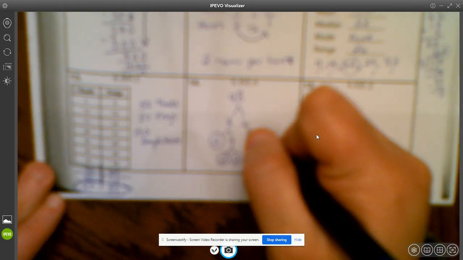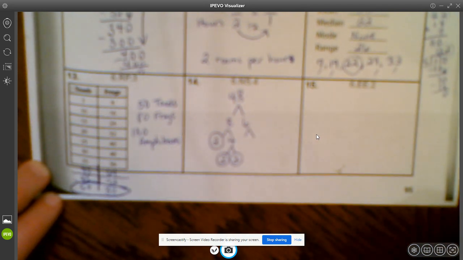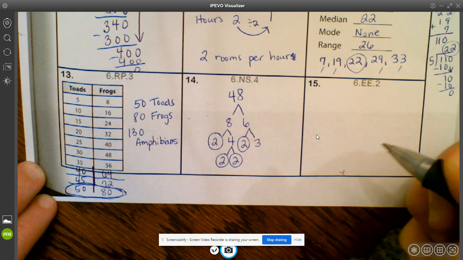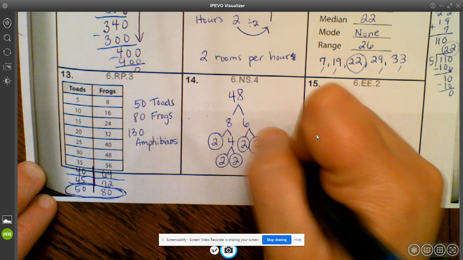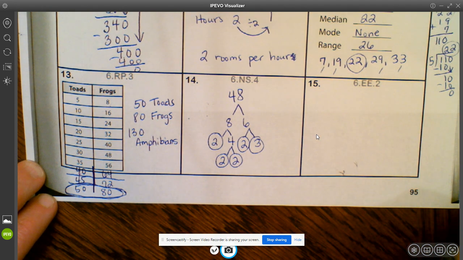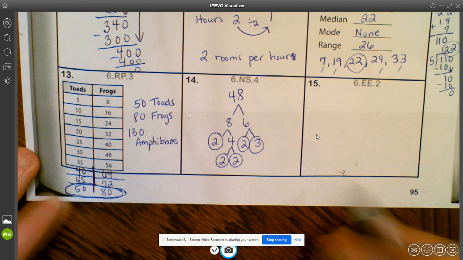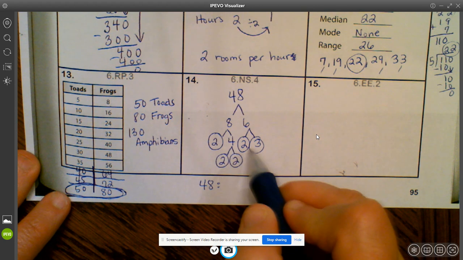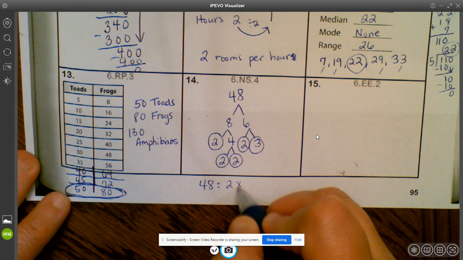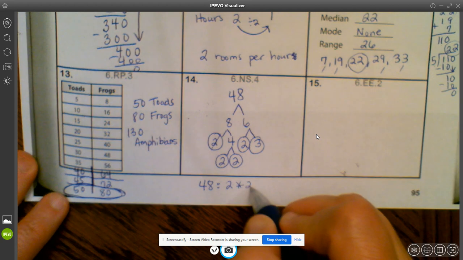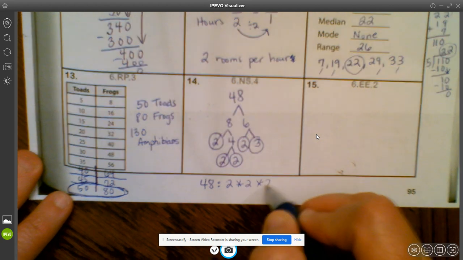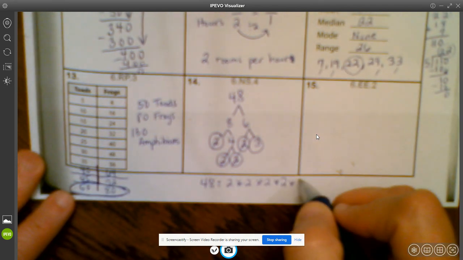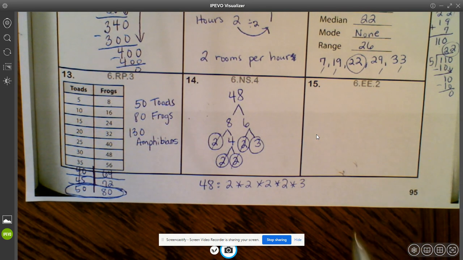So what two numbers can we multiply together to equal 6? 2 times 3. 2 is prime. And 3 is also a prime number. So the prime factorization, you write your number, and then you start with your lowest factor, 2 times 2 times 2 times 2 times 3. So that would equal 48.